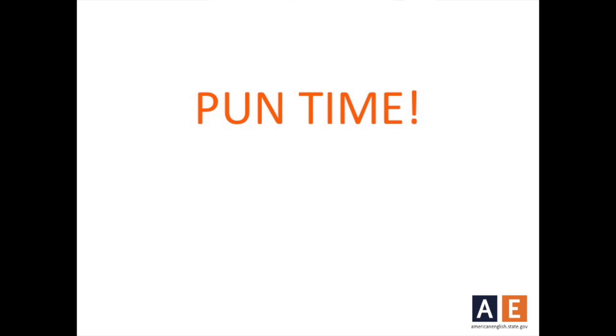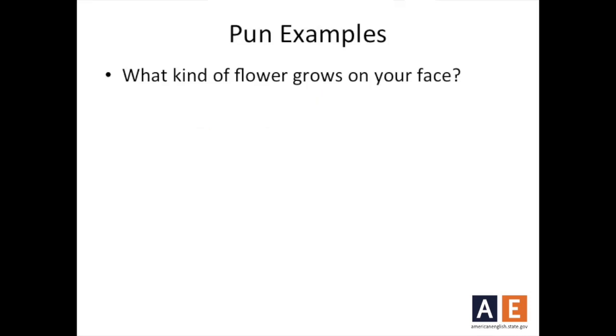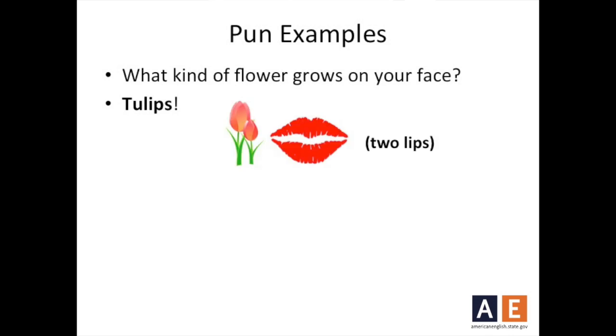Dave, what kind of flower grows on your face? Tulips. That's a great answer. Okay, so this is a pun that is playing on the idea of flowers and something that can grow on your face. Now, the double meaning is the flower, called tulips, and the phrase 2 lips on your face. These words sound the same.